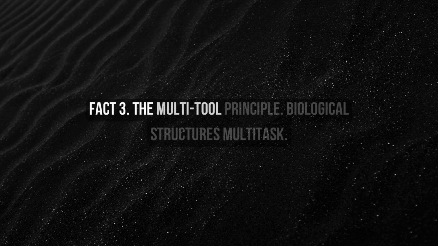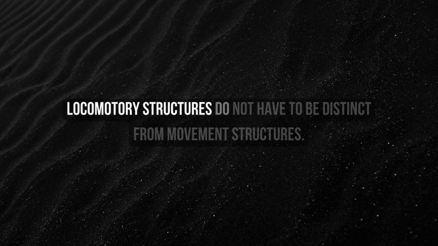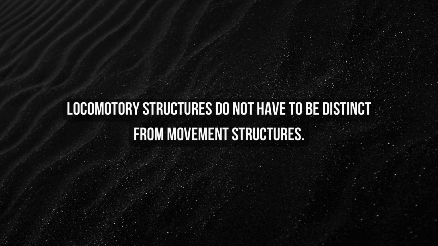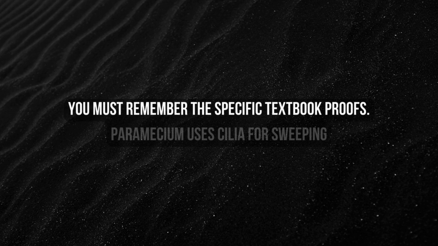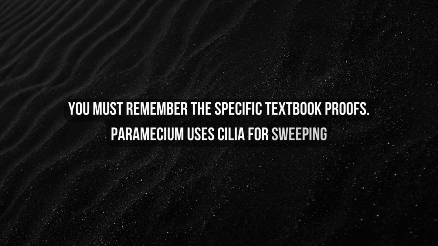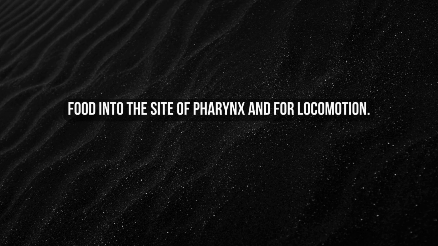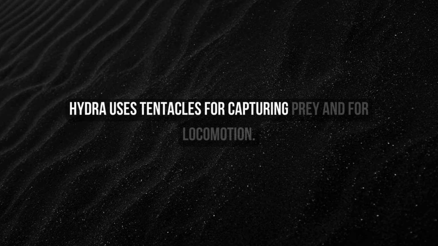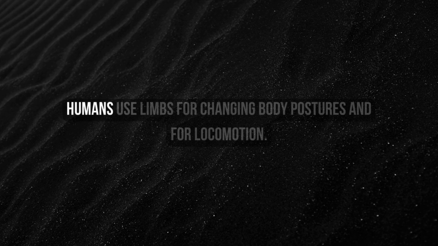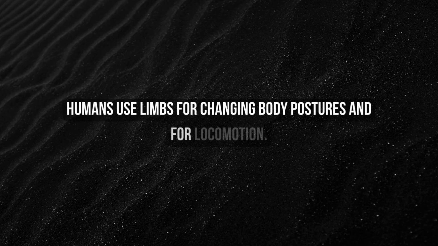Fact 3, the multi-tool principle. Biological structures multitask. Locomotory structures do not have to be distinct from movement structures. You must remember the specific textbook proofs. Paramecium uses cilia for sweeping food into the cytopharynx and for locomotion. Hydra uses tentacles for capturing prey and for locomotion. Humans use limbs for changing body postures and for locomotion.